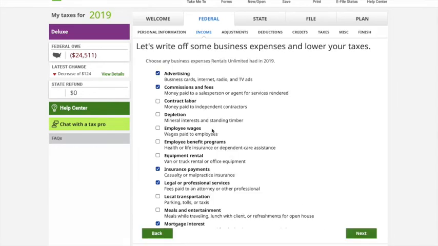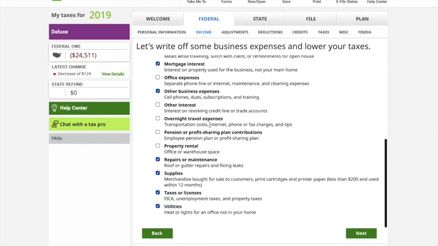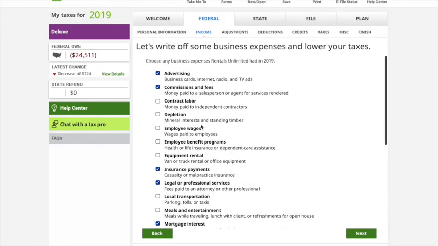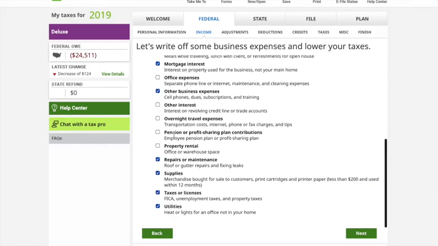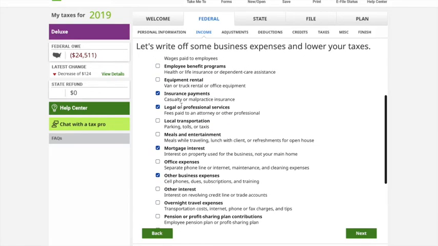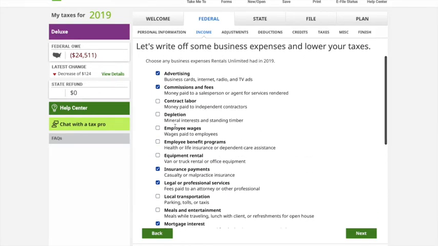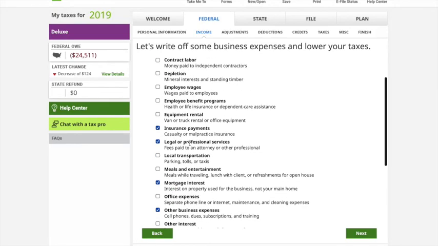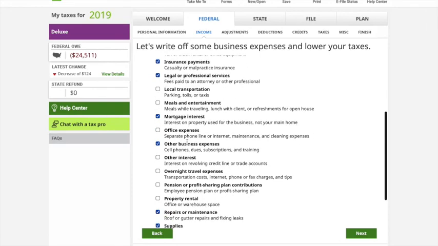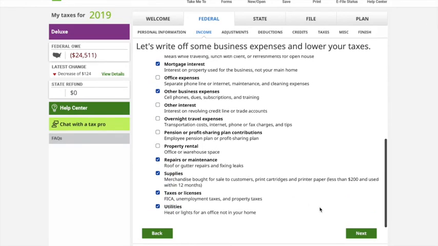Okay. Now, we're going to go through and check off all of these areas where you think you might have expenses. This would cover the most common situations. It very well could be these other ones might be relevant to you. But again, for example, we're assuming you have no employees just for this demonstration here. Advertising, commissions, insurance, professional services, all of these seem fairly relevant for most people.